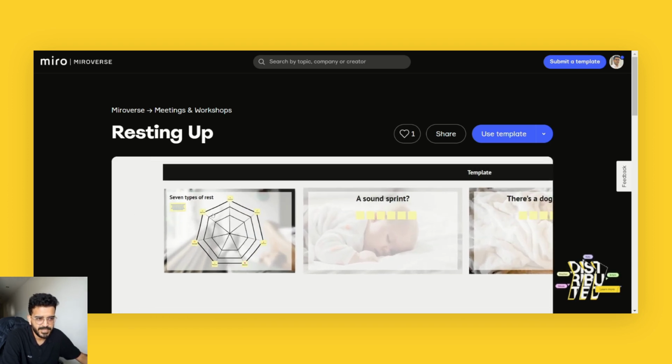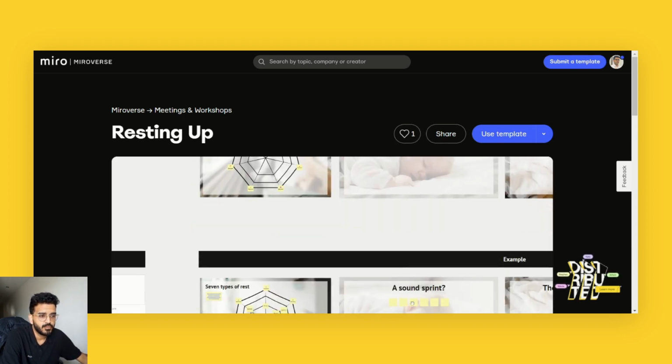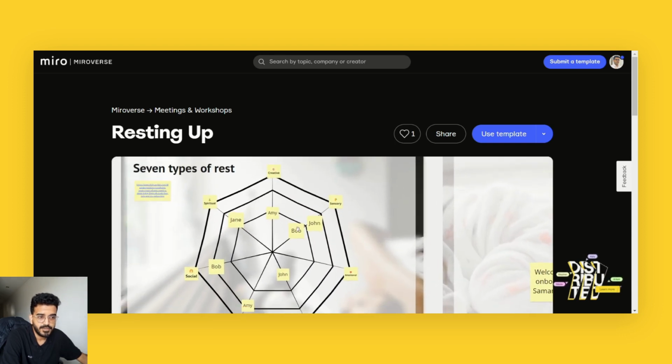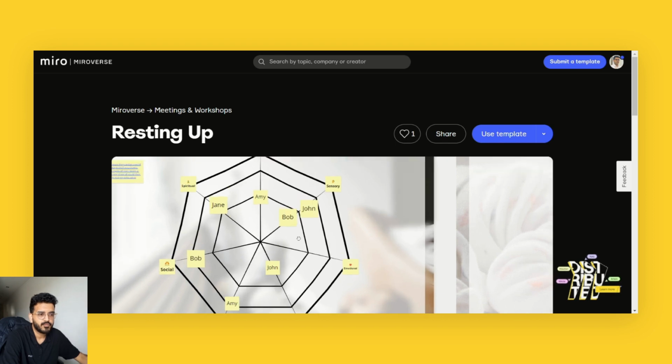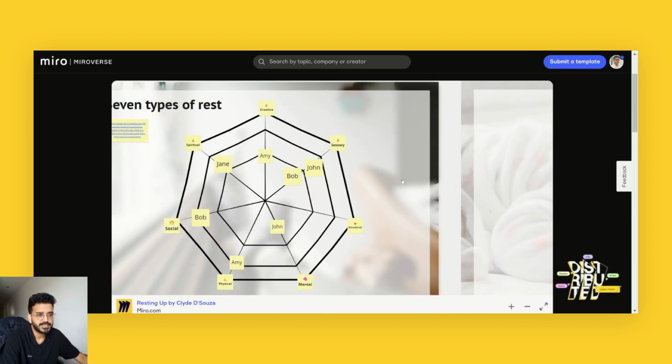Now, these 7 types of rest can be used as an icebreaker before starting the retrospective. What you'd want to do is either use post-it notes, or if you have images of your team, like headshots or mugshots of your team, you can copy those images and put them on this graph as well, or just put them at the side. And then what each person can do is, now this is like a nice radar graph. Unfortunately, you can't draw and create those shapes here in Miro.